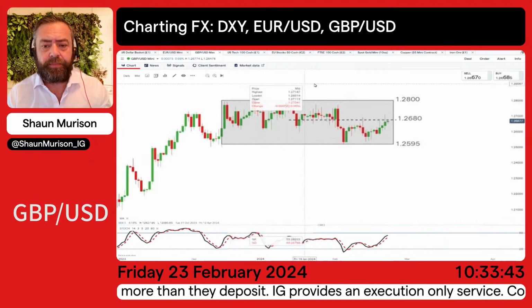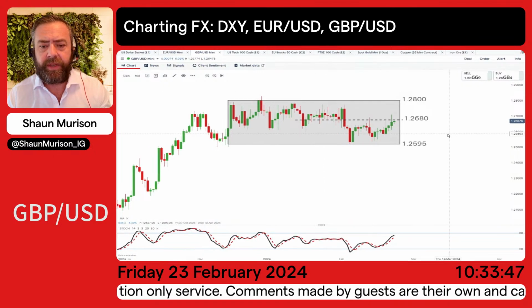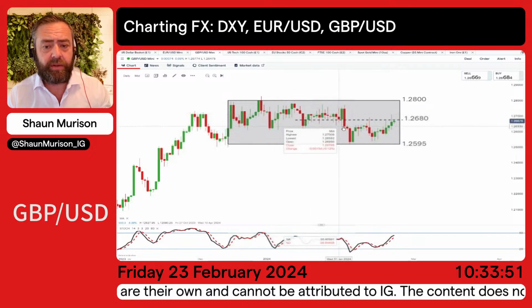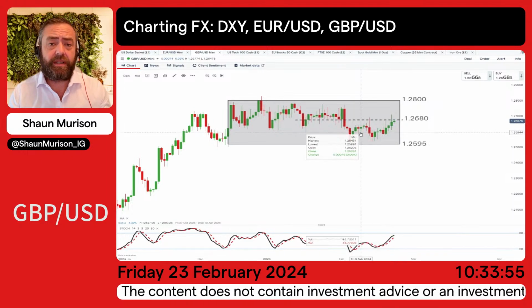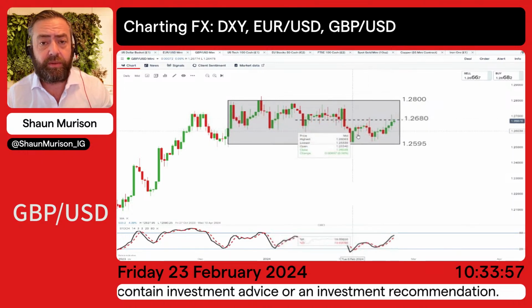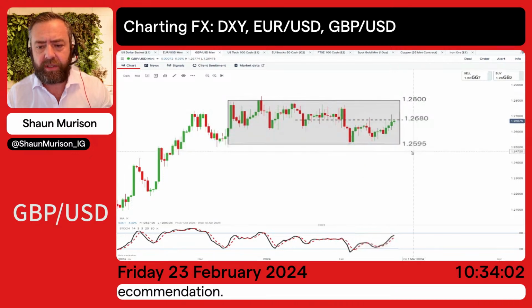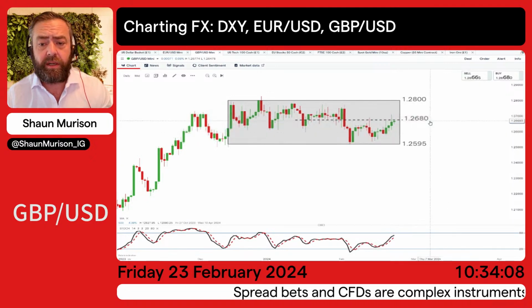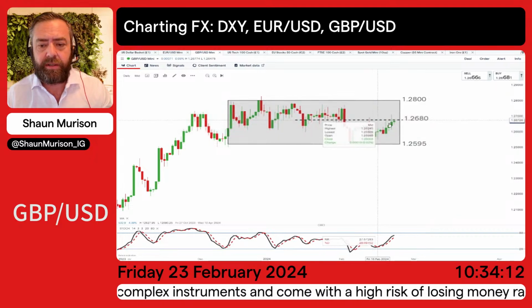Looking at cable, pound sterling versus the US dollar. When we looked at this last, we said we'd had a downside breakout from a previous consolidation. But it looks like it's just extended the size of that consolidation rather than being a meaningful new trend downwards. So we adjusted our range. It's a broad range sitting between 1.2595 and the resistance of that range at 1.2800. We are slap bang in the middle of that, and it does seem to be a level of resistance.